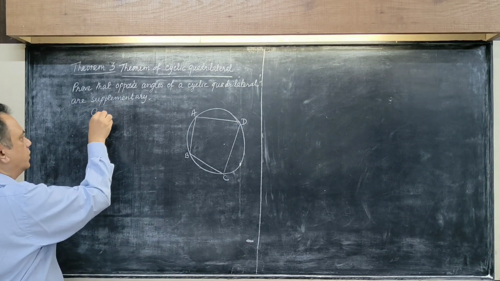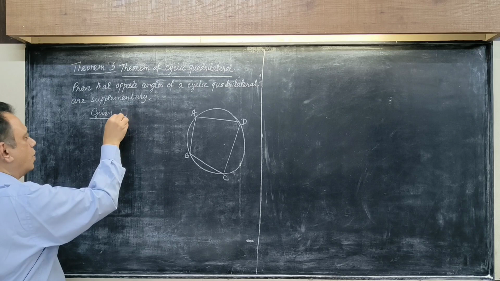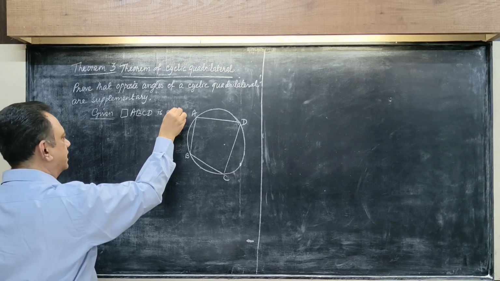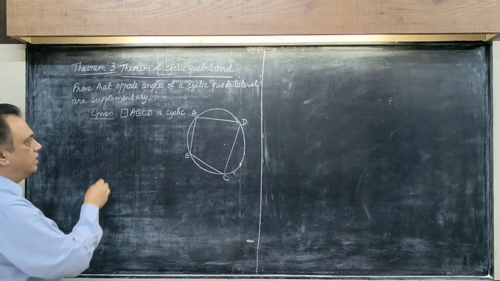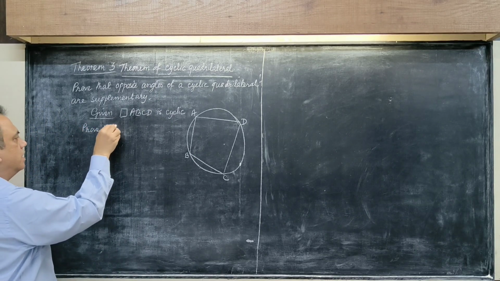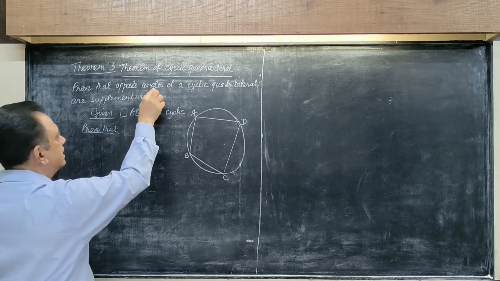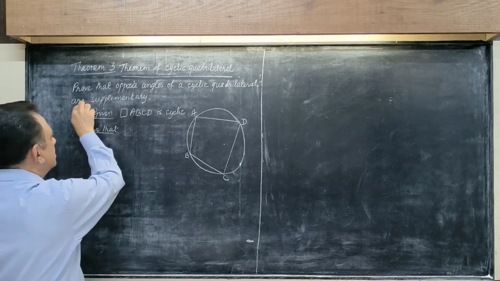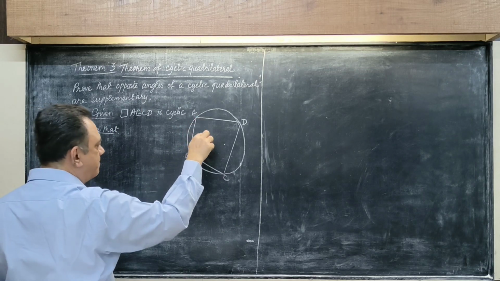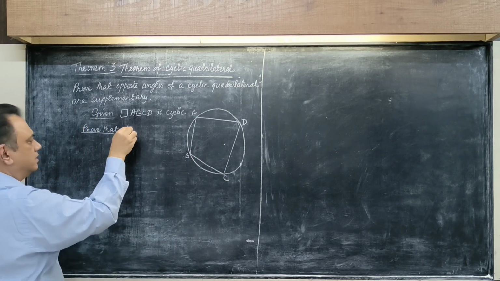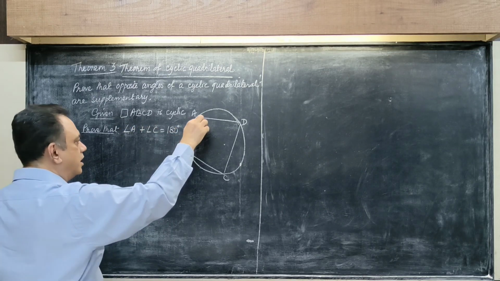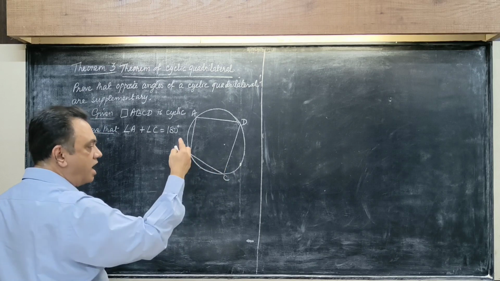Second step, given: quadrilateral ABCD is cyclic. What to prove? Prove that opposite angles are supplementary. Angle A plus angle C equal to 180 degrees. Opposite angles are supplementary.